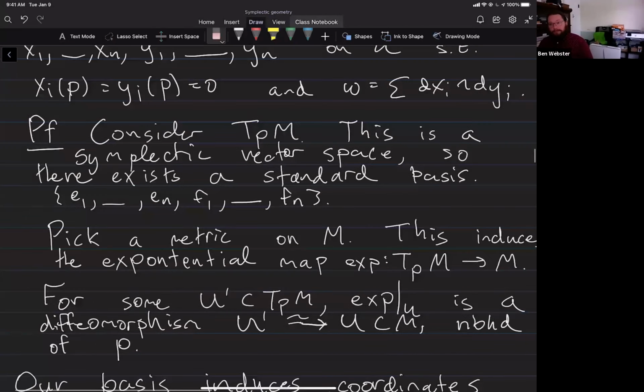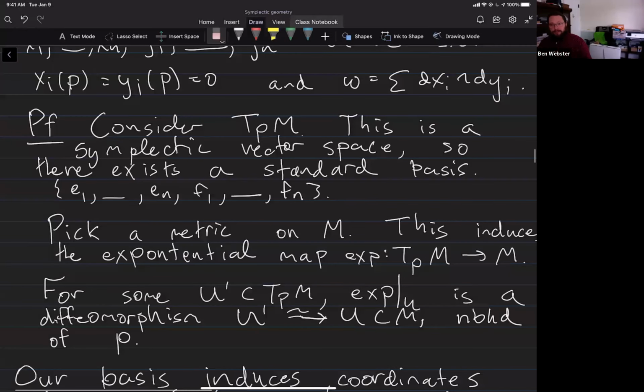So I fixed my point and I look at its tangent space. That's a finite dimensional symplectic vector space, and so it has a standard basis, E1 up through En, F1 up through Fn. The tangent space itself has a symplectic form, and because that's a linear one, I already know that it has to have this kind of standard form. I have this nice basis where I can write things out.